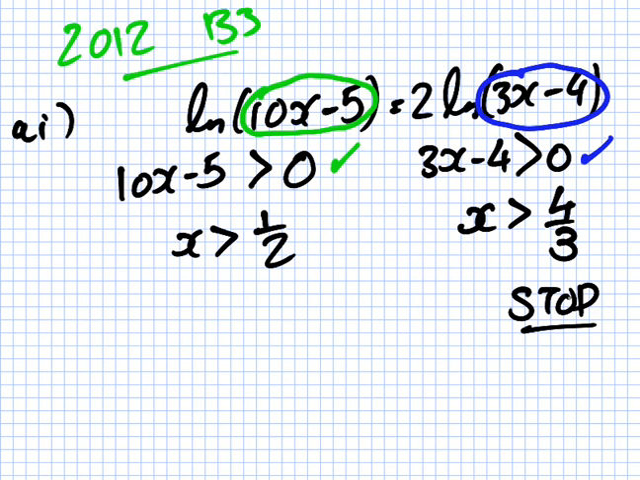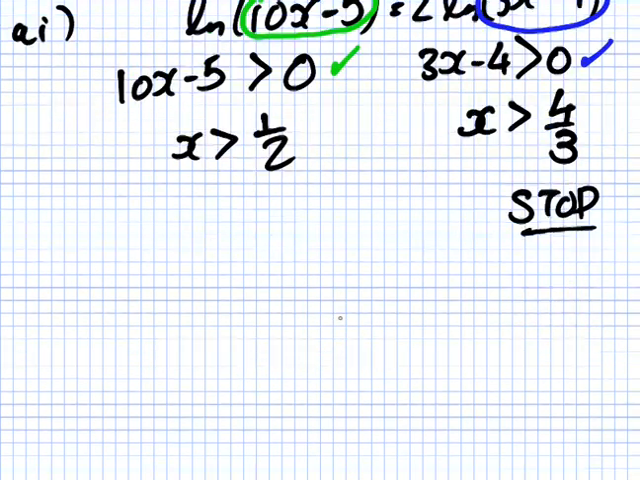It means we have to put these two conditions together into one condition. So we would have to say x is more than 4 over 3, because when x is more than 4 over 3, it is also more than a half. So both are automatically true. This is the only way to make both true at the same time. But that's not what is asked for here. It's just worth noting.